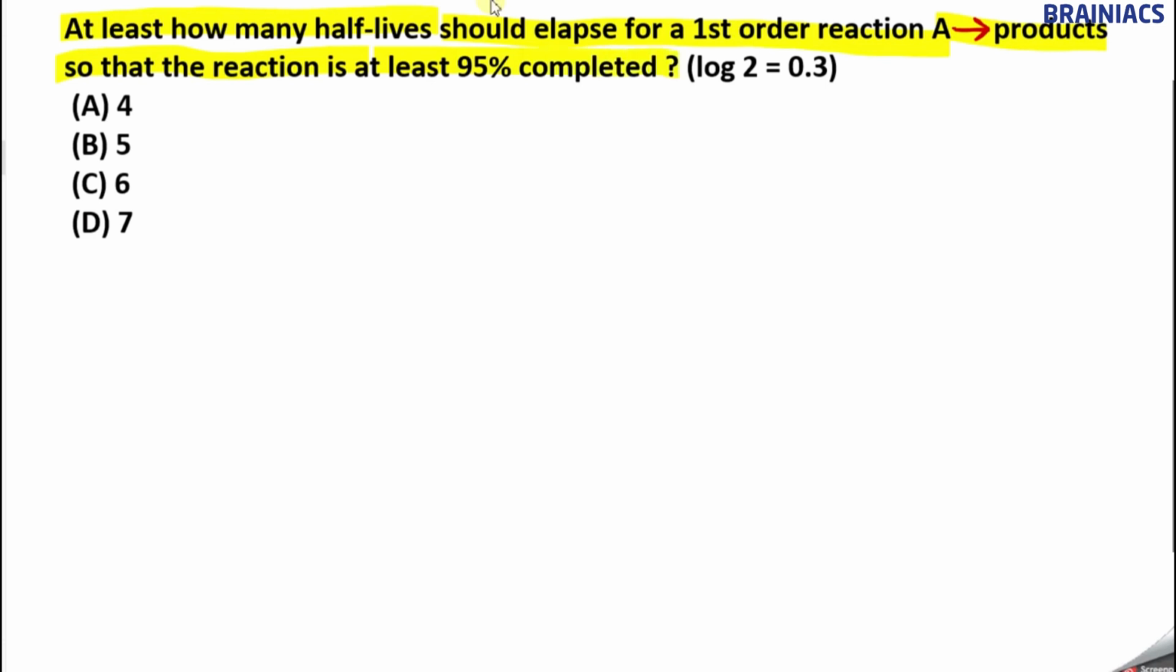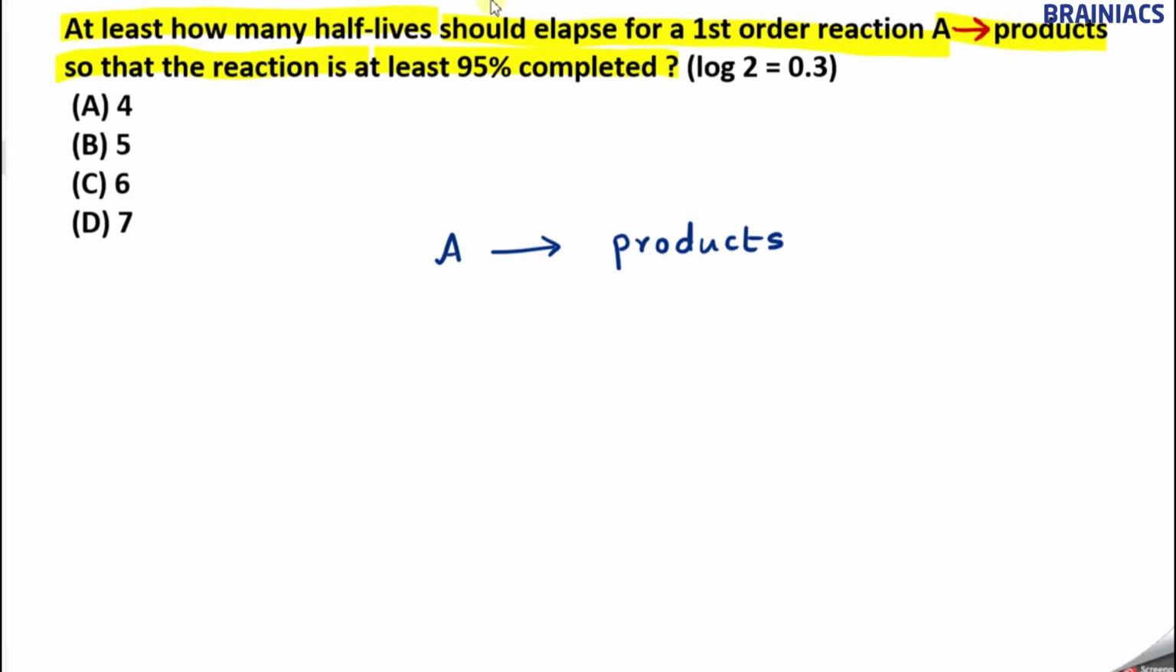So how to do this question? They are asking you, it is a first order reaction, where A is getting converted to products. They need to know, when 95% of the total reaction is completed, how many half-lives should have elapsed? So there is an easy method to do this. Let's see how it is.